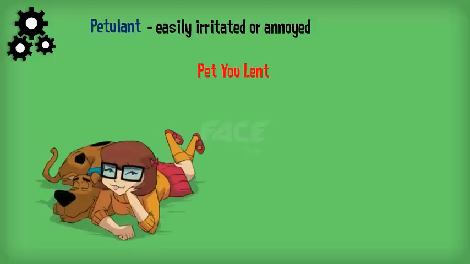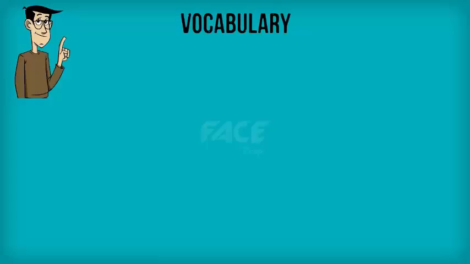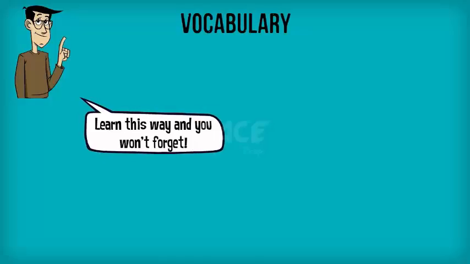Consider another example. The word petulant means easily irritated or annoyed. Here, the mnemonic could be "pet you lent." Imagine the context that the pet you lent to someone is irritating or annoying him. Learning the meaning of the word in this manner helps in retaining its meaning.